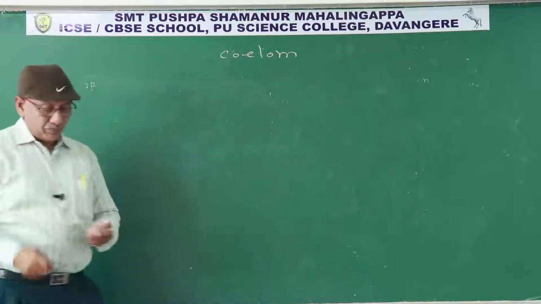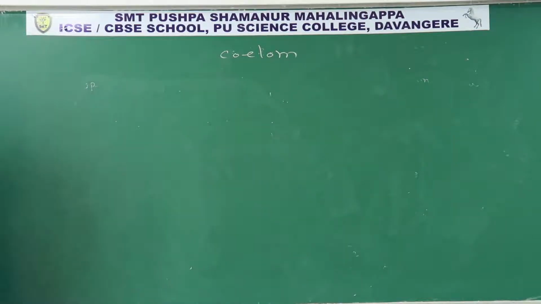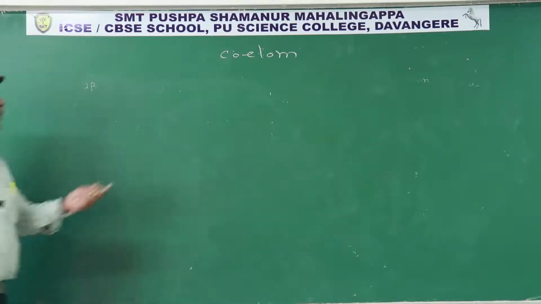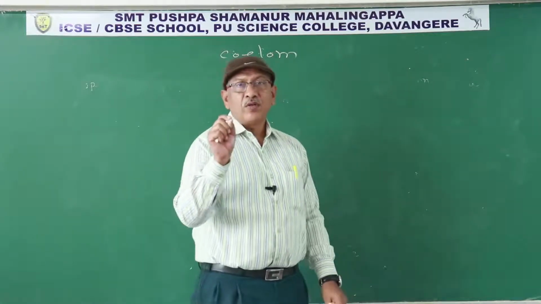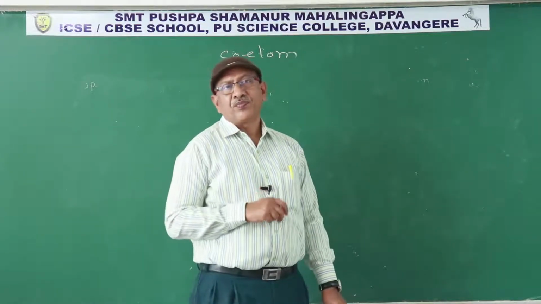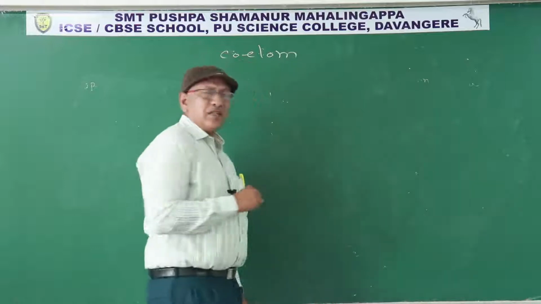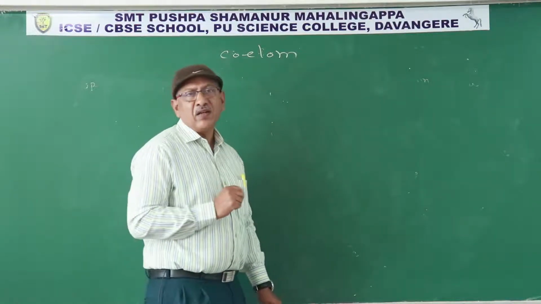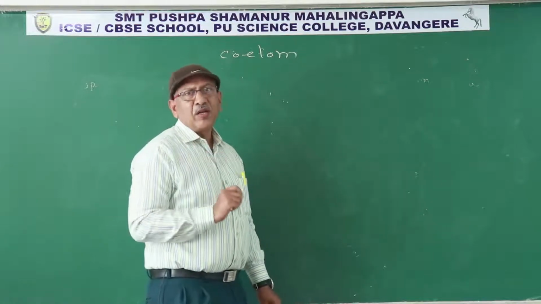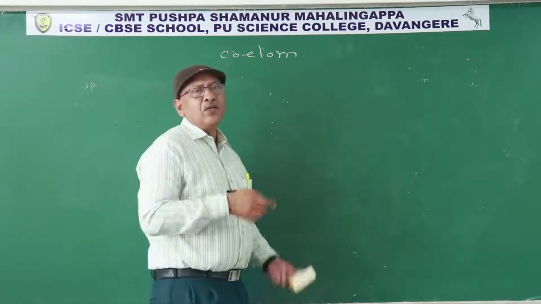What is coelom? Coelom is also known as a true body cavity. Definition: the cavity present between the body wall and the alimentary canal, lined by mesodermal layer, is known as coelom.